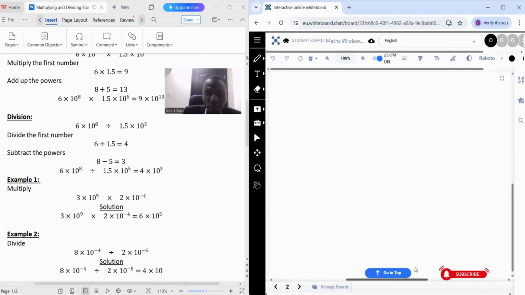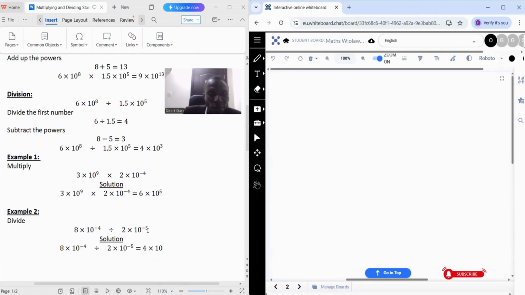Now let's look at the second example. Here we are dividing. We are asked to divide 8 times 10 raised to the power of minus 4, divided by 2 times 10 raised to the power of minus 5.